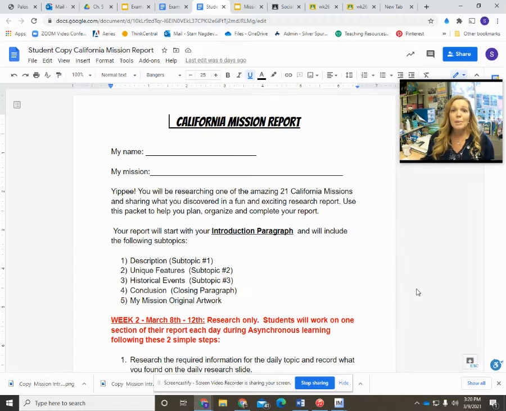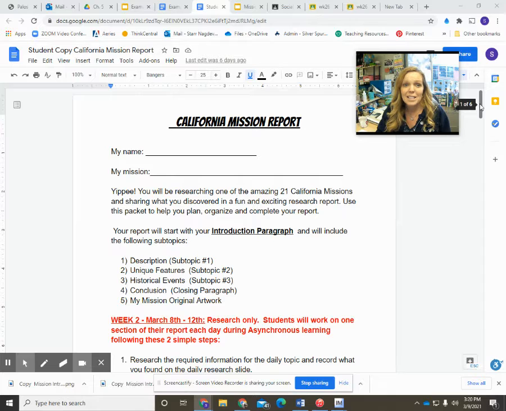Okay, so the student copy of the mission report looks like this. And this details your formatting, what the report should look like, the order in which it goes, along with all that we've already been detailing, right? So you should see right away that you need your introductory paragraph. Then you'll have subtopic number one, which is description of your mission. Number two, unique features. Number three, historical events, all at your mission. Those are the body paragraphs, or in the case of a research report, we call it the subtopic. Okay, and then of course you'll have a conclusion.